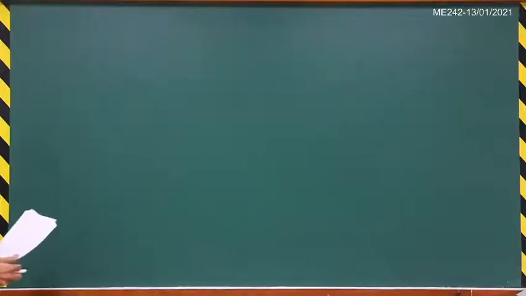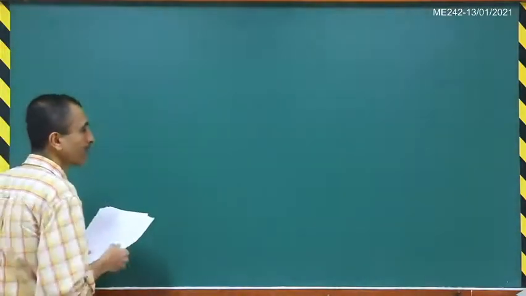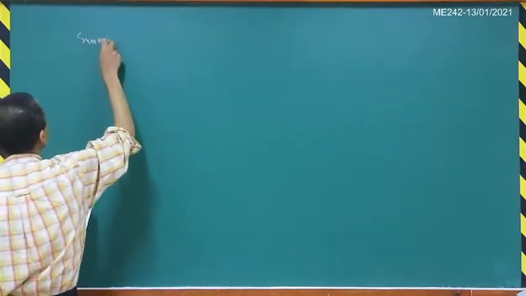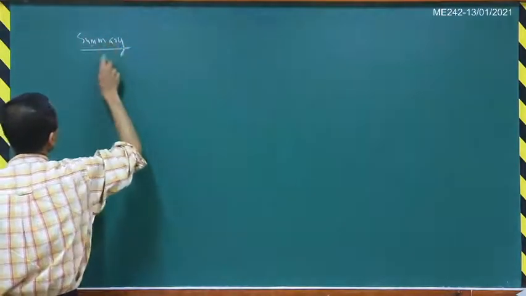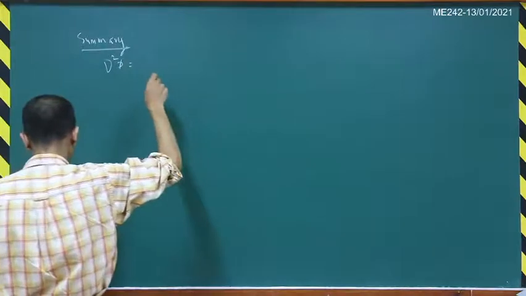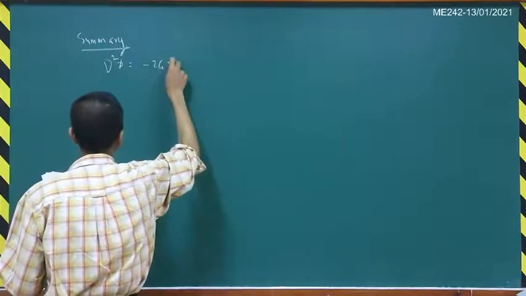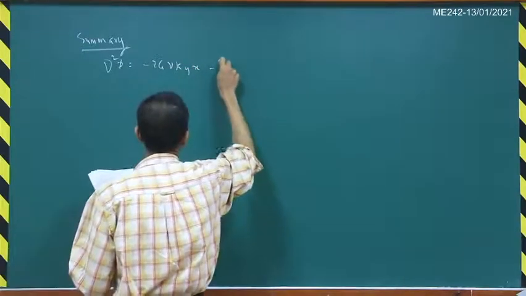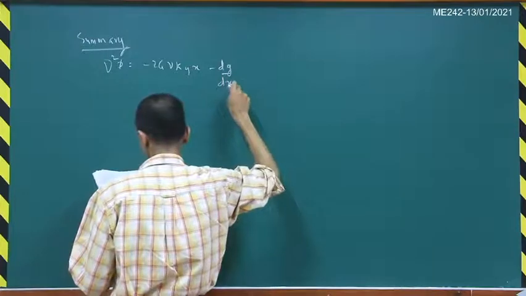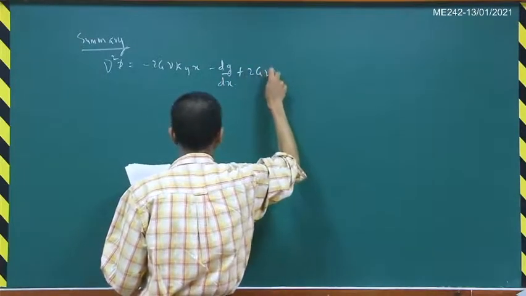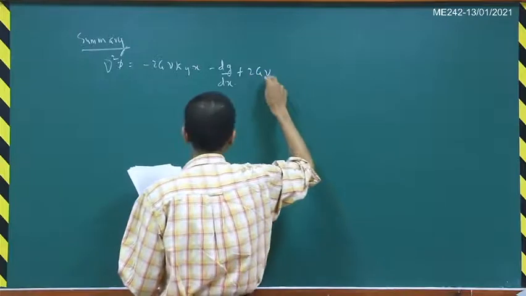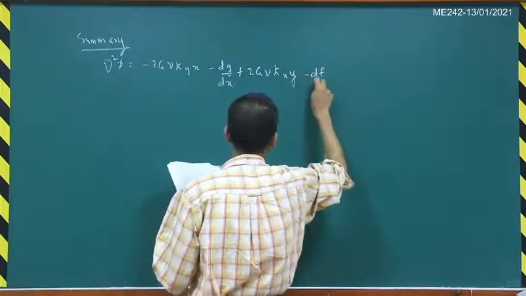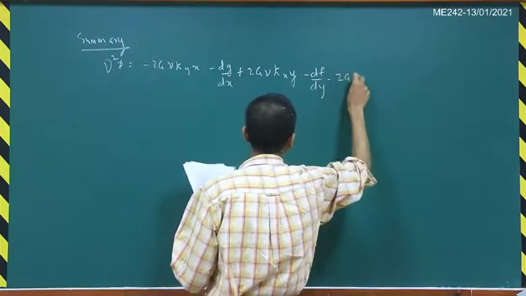Yes. So we are discussing this bending by terminal loads. Let me just present a summary of the equation here. So we have this equation that del square phi is equal to minus 2g nu times kappa y times x minus dg by dx plus 2g nu times kappa x times y minus df by dy minus 2g alpha.